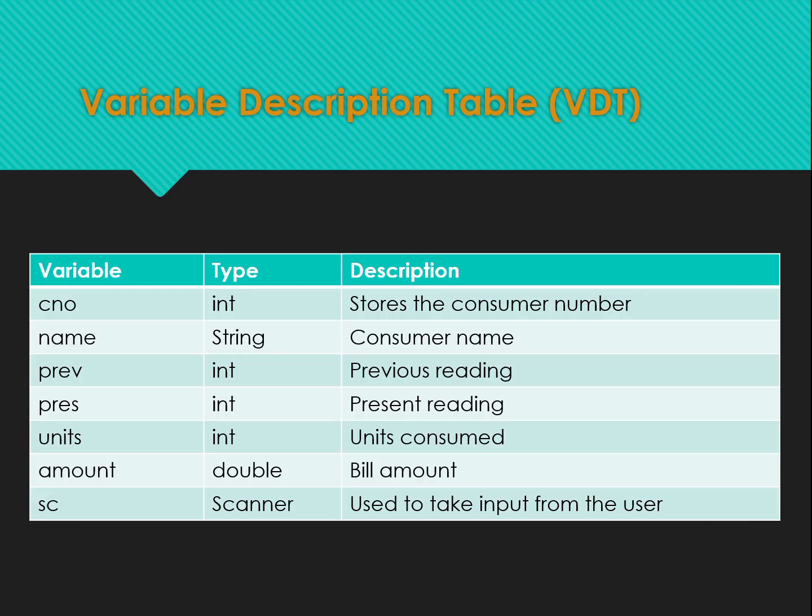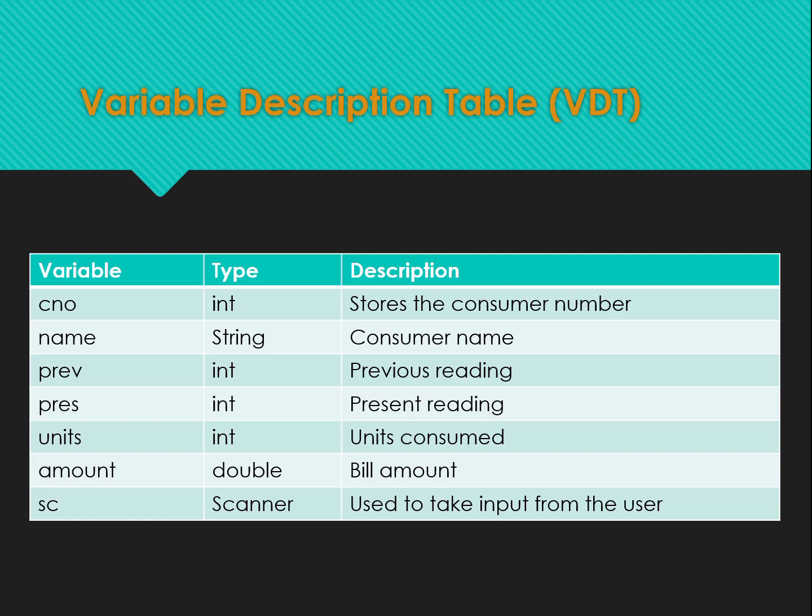Welcome to this slide, the variable description table, commonly known as the VDT. This table is essential for understanding the different variables used in our Java program to calculate the electricity bill of a consumer. Let's go through each variable one by one. The first variable is kno, which is of type int. It stores the consumer number, a unique identifier assigned to each customer.